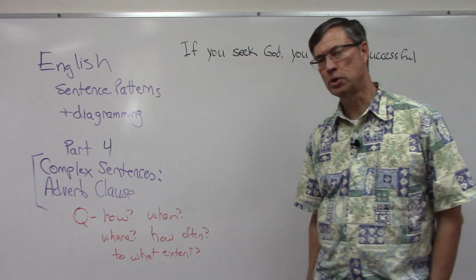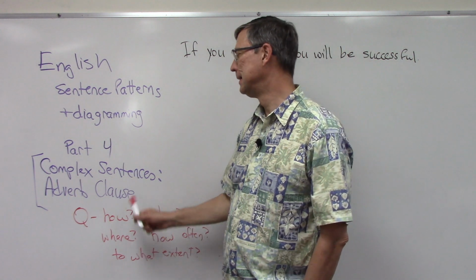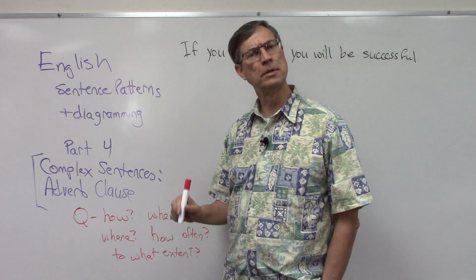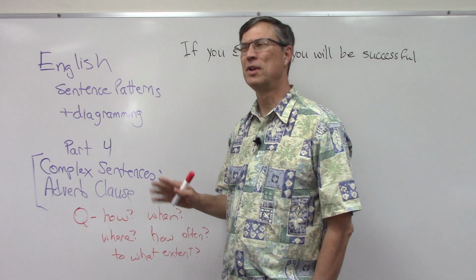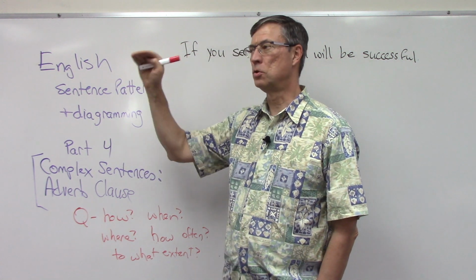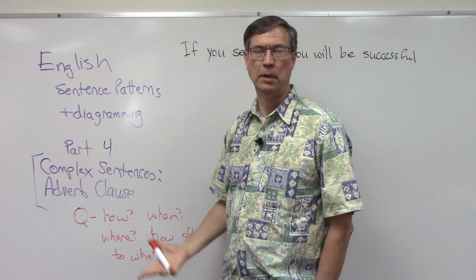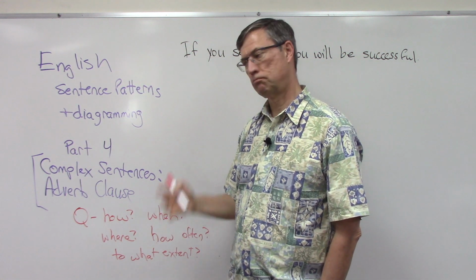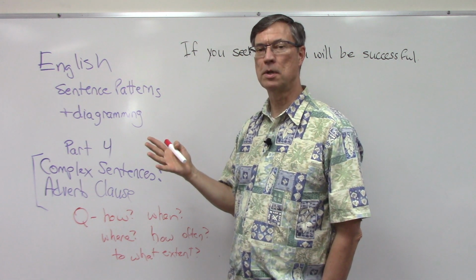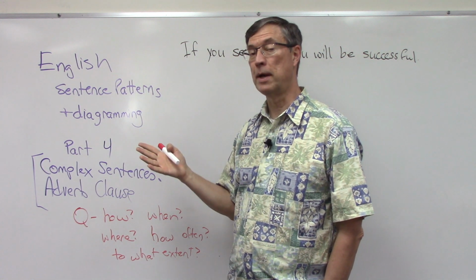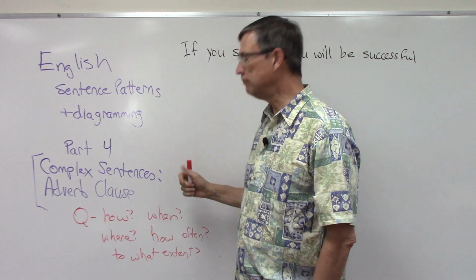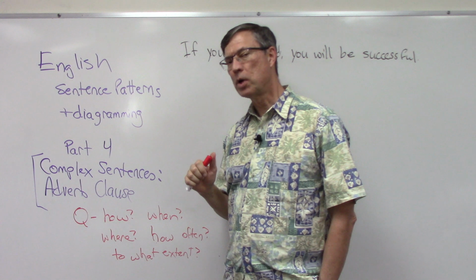Part 4, let's talk about complex sentences. Compound sentences are actually pretty easy. I'm not going to really talk about those because you're basically just taking two sentences and linking them with and, or, but. You just diagram two sentences like you do with the other simple patterns. Complex is a little more complicated.